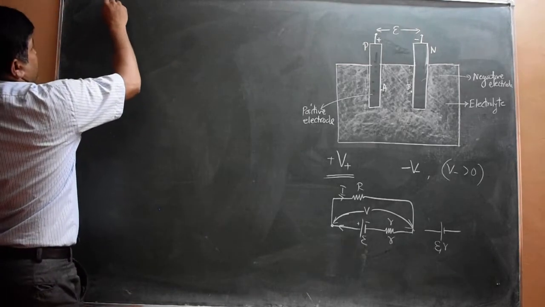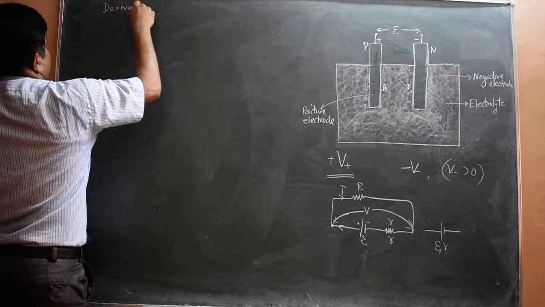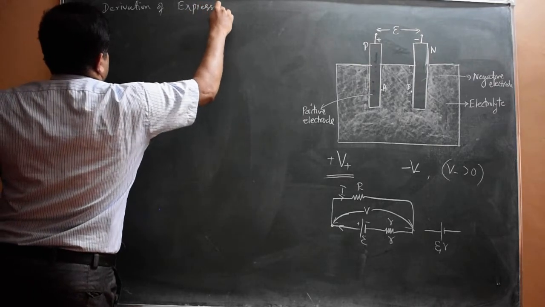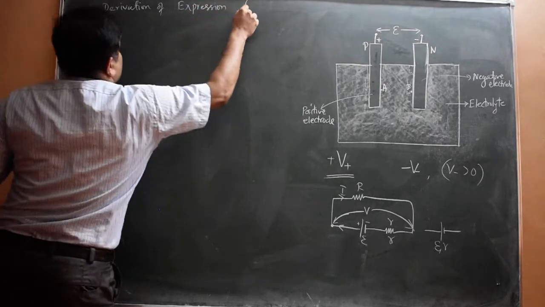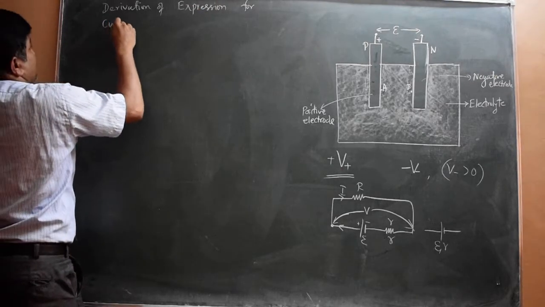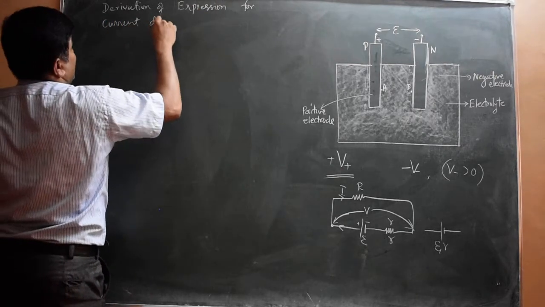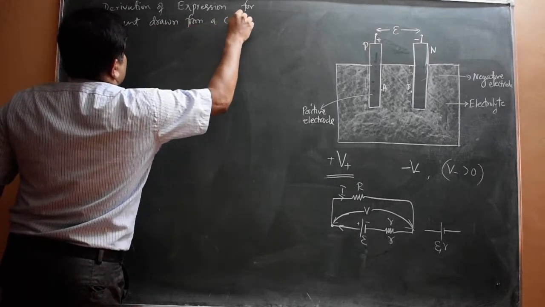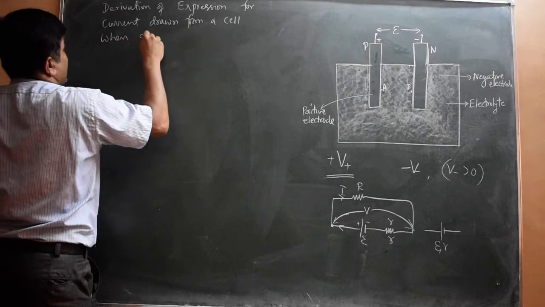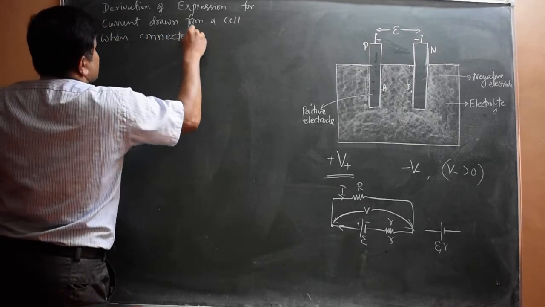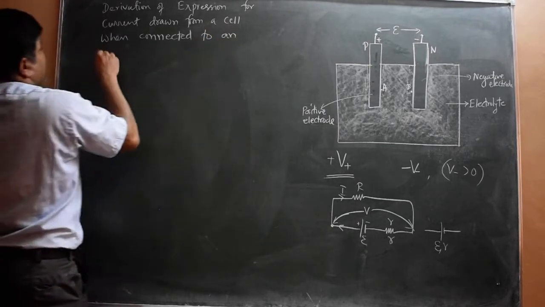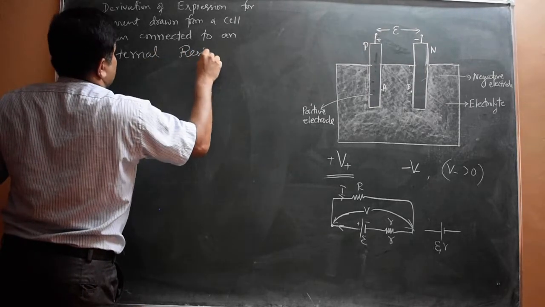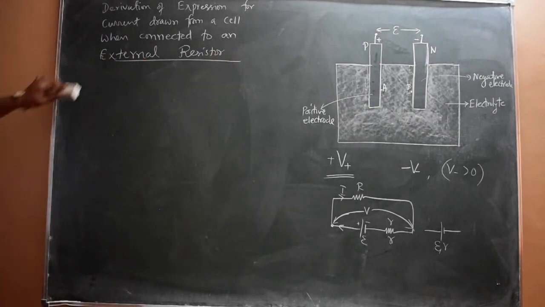So it is the derivation of the expression. This is an important derivation in this chapter. The expression for the current drawn from a cell when connected to an external resistor. This is the expression we have to derive.